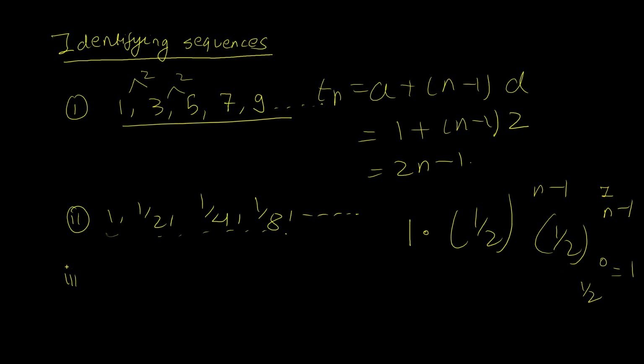What about this one? 1, minus 1, 1, minus 1, and so on. Is this the type of sequences that we know? So turns out this is just also a geometric sequence with a ratio of minus 1 and the starting point of 1.